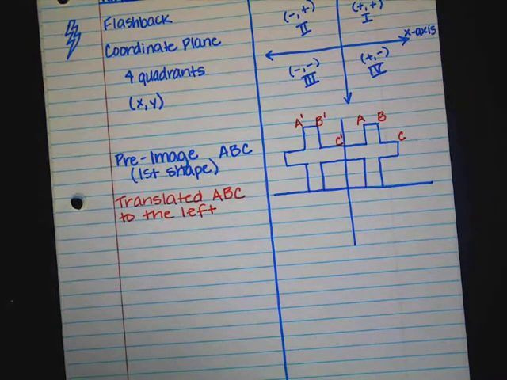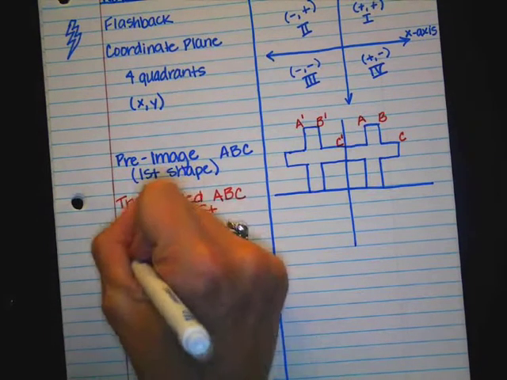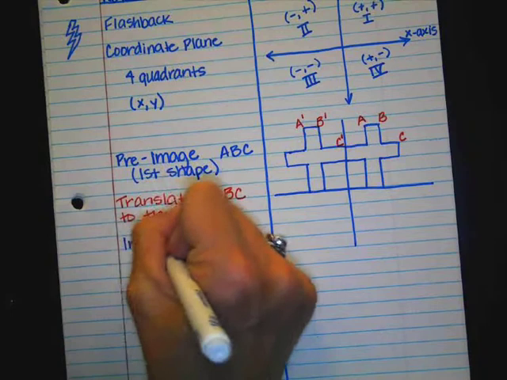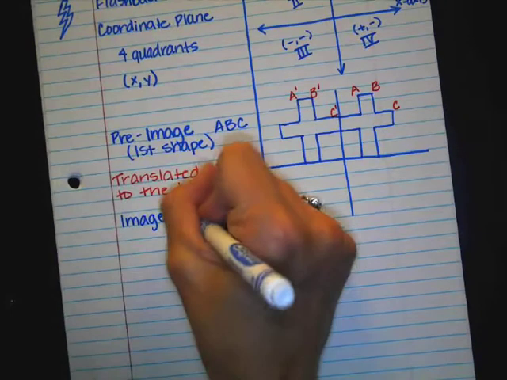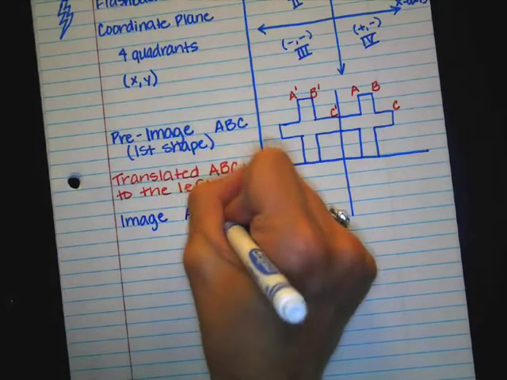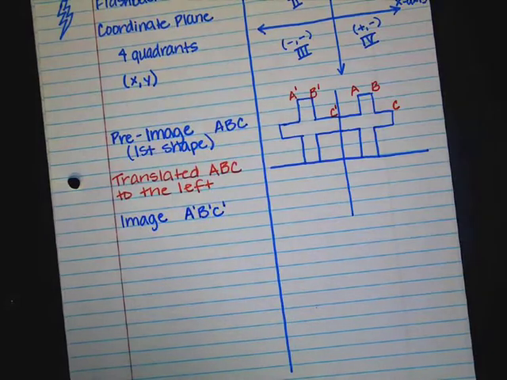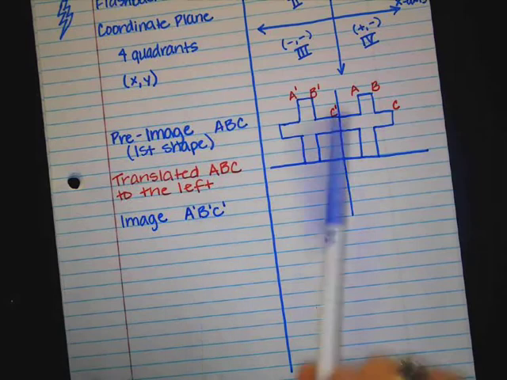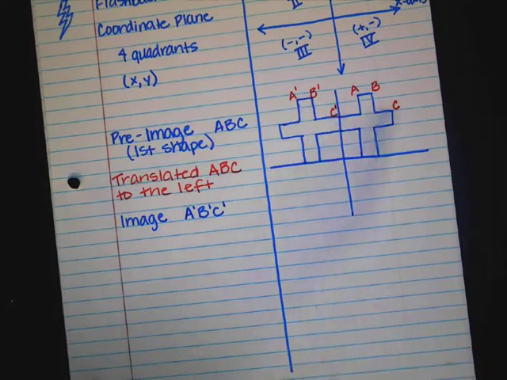When we get our image, that's our second shape, that's when we label it with the primes. Because we know something happened to it. It may not have told us, but we know something happened. It was transformed because now we're at the image. We're at A prime, B prime, C prime. Here's where we started, A, B, and C.